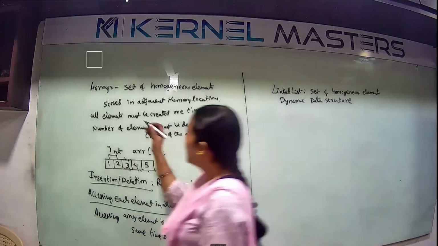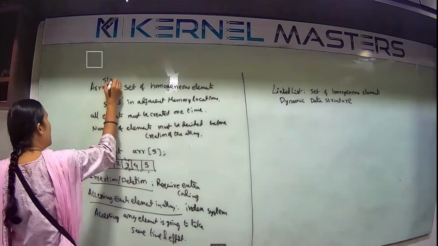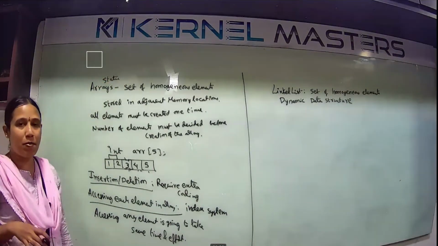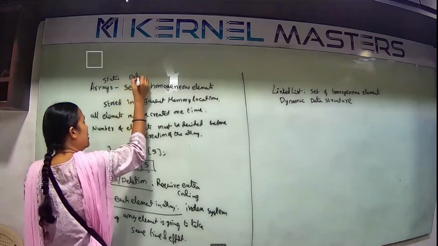This is a static data structure, though you create it using dynamic memory allocation. Even if you create it using dynamic memory allocation, it is a static data structure.